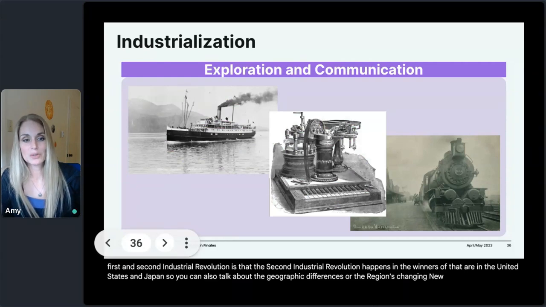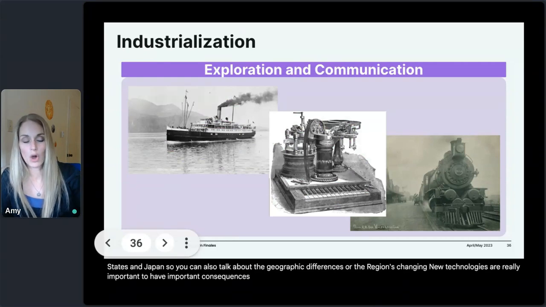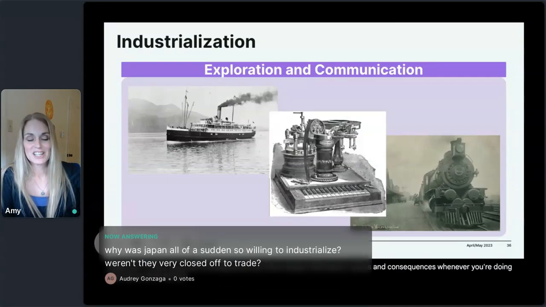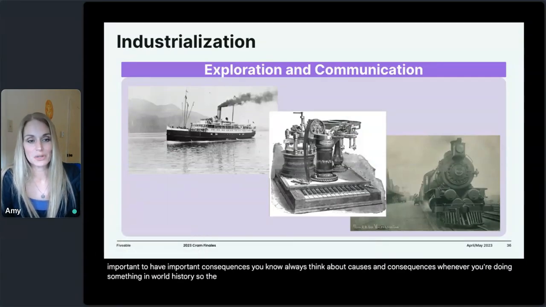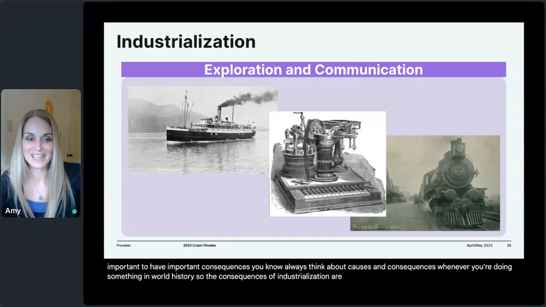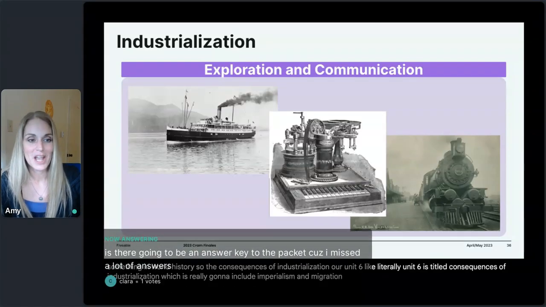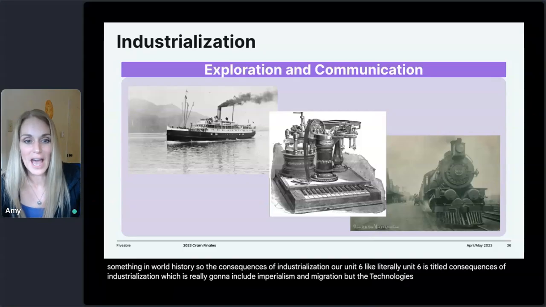New technologies are really important and have important consequences. You know, always think about causes and consequences whenever you're doing something in world history. So the consequences of industrialization: literally Unit 6 is titled Consequences of Industrialization, which is really going to include imperialism and migration. But the technologies are the how.